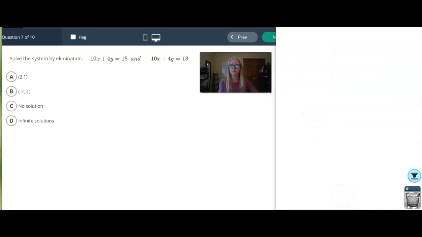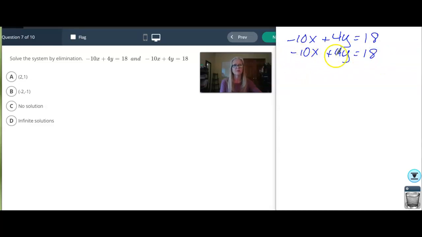This one, you know what? This is so obvious. Look at the first equation and look at the second equation. What do you notice? Aren't they the exact same equation? So if you graph them both, what are you going to get? The exact same line. And when we have 2 lines that are the same line, how many solutions does that have? This is infinite. If we were to go ahead and work these out, negative 10x plus 4y equals 18, and negative 10x plus 4y equals 18 again.